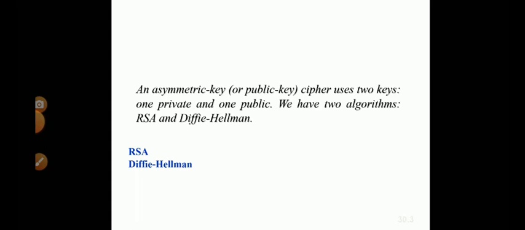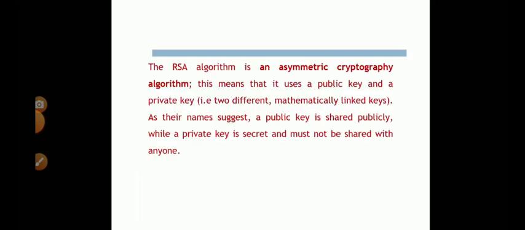We have two different algorithms for asymmetric key ciphers. One is the RSA algorithm, and the other is the Diffie-Hellman algorithm. In this lecture, we are going to discuss the RSA algorithm. The RSA algorithm is an asymmetric cryptography algorithm. This means that it uses a public key and a private key. A public key is normally shared publicly, while the private key is kept secret.